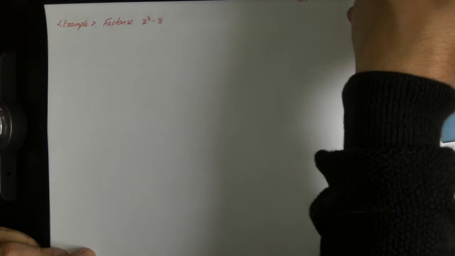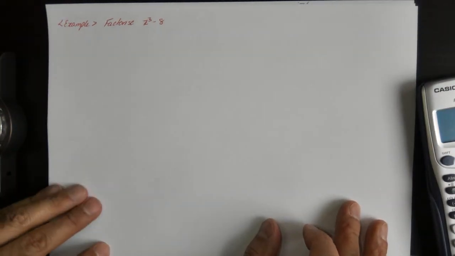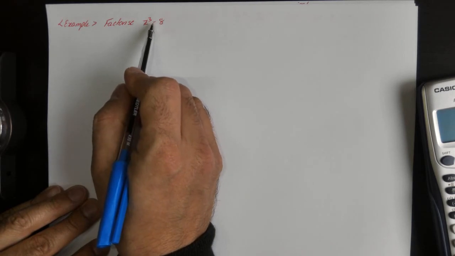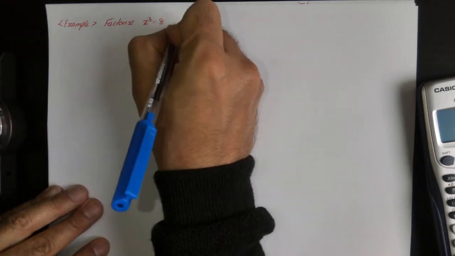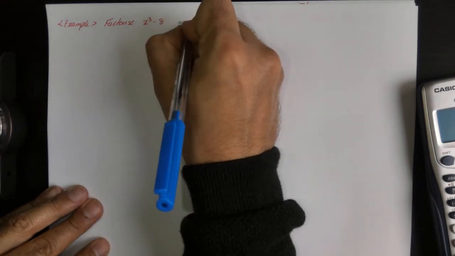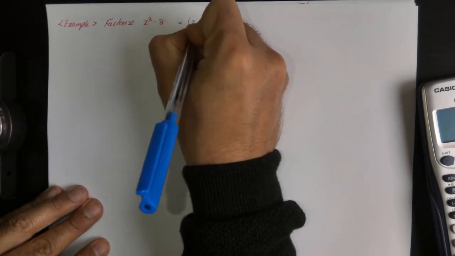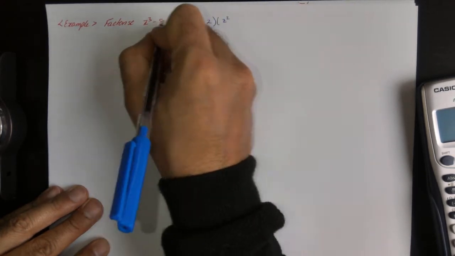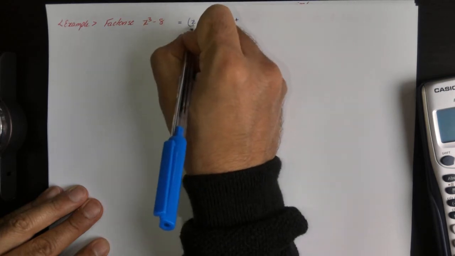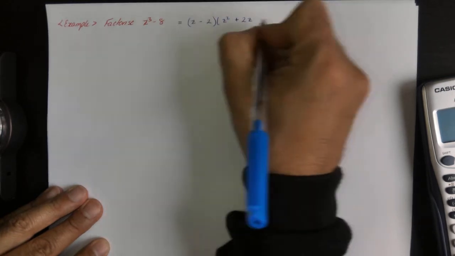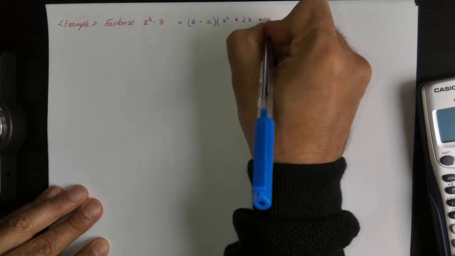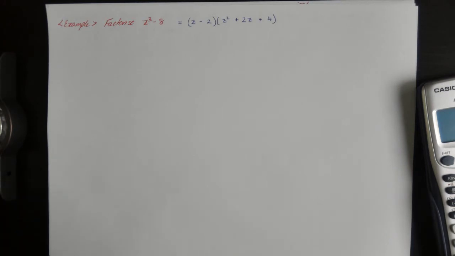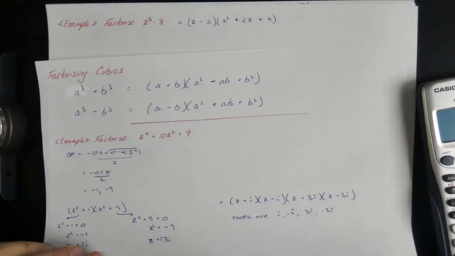All right, let's look at this one. I've got z cubed minus 8. 8 is a perfect cube, so I've actually got a cubed minus b cubed. Knowing that, we can factorize it as z minus 2 times z squared plus 2z plus 2 squared, which is 4. So that's using this rule.